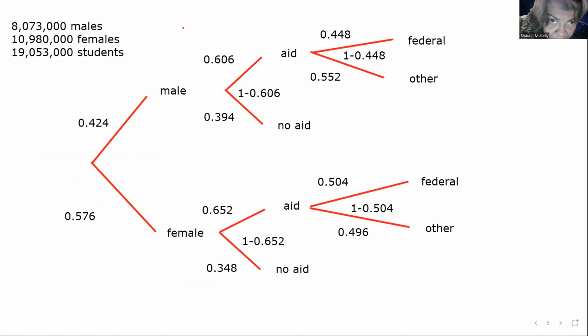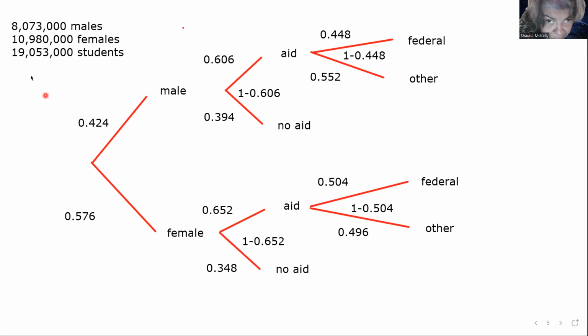The males who receive federal aid are this, this, and that, right? Multiply all three. The females are going to be 0.576, 0.652, and 0.504. Okay. But these people, the females who receive federal aid, are going to be excluded.